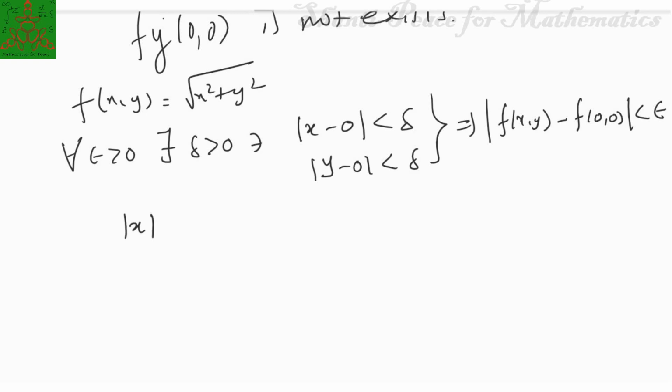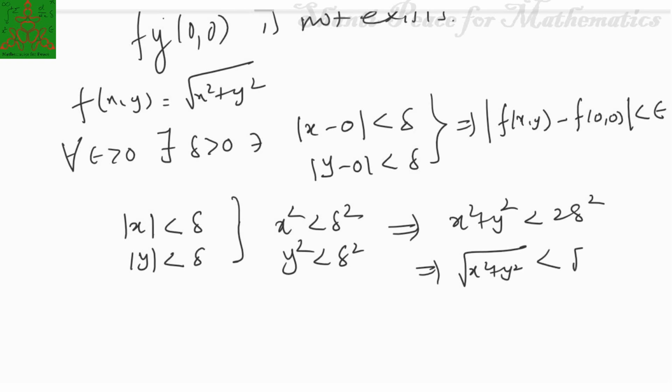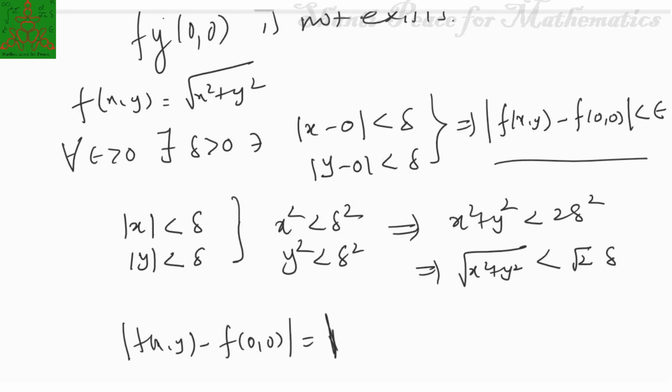So what you have is mod of x is less than delta, mod of y is less than delta. So that gives you x squared is less than delta squared, and y squared is less than delta squared. This implies x squared plus y squared is less than 2 delta squared. So the square root of x squared plus y squared is less than square root of 2 delta. And what is this side? We have to prove that this will be less than epsilon. So what is f of x y minus f of 0, 0? That is the square root of x squared plus y squared minus f of 0, 0, which is already 0, and this is less than square root of 2 delta.